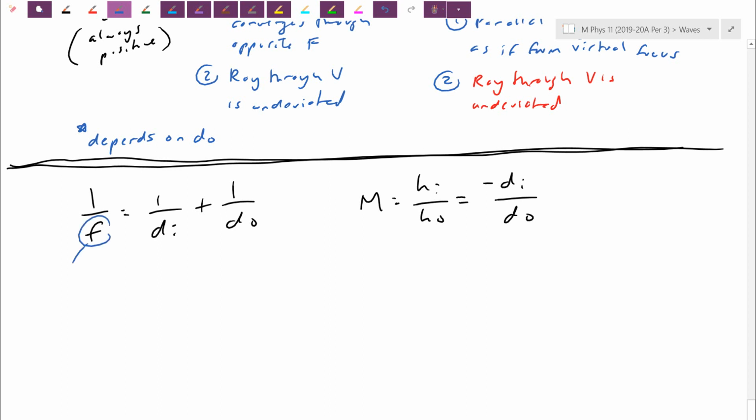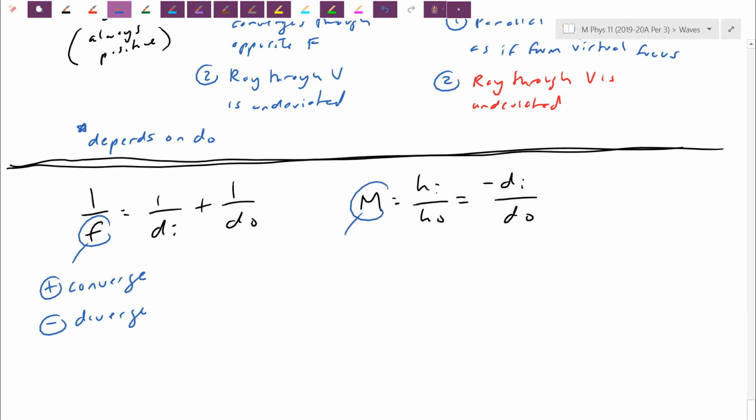A couple things to remind you. Again, the focal length is positive whenever we deal with things that are converging. So this is going to be a concave mirror or a convex lens. It is going to be negative if it's diverging. You might need to include that yourself, or if it comes out that way, that's what happens.